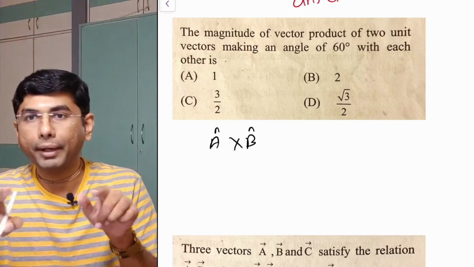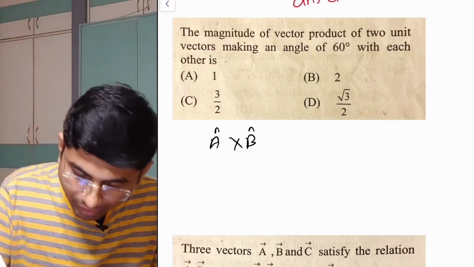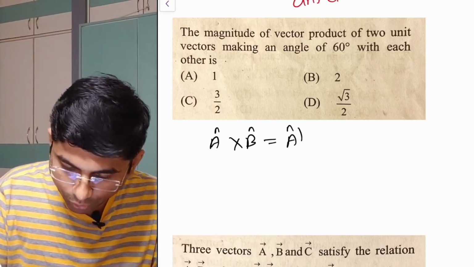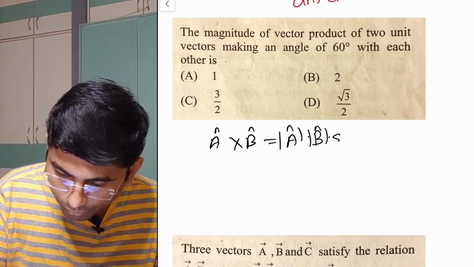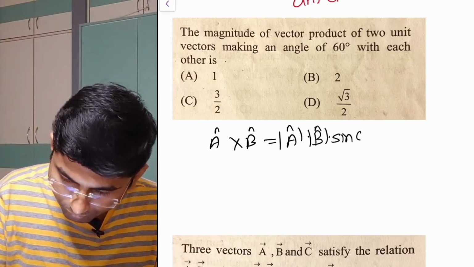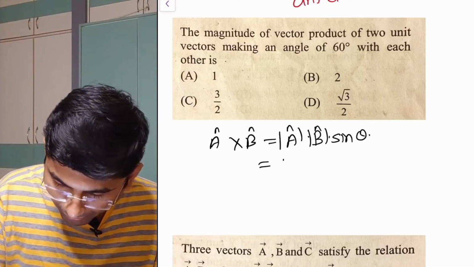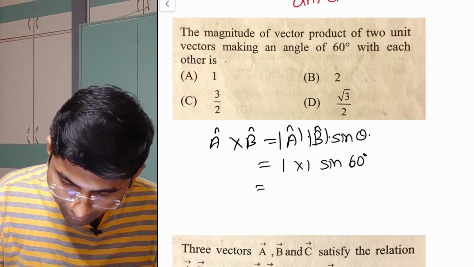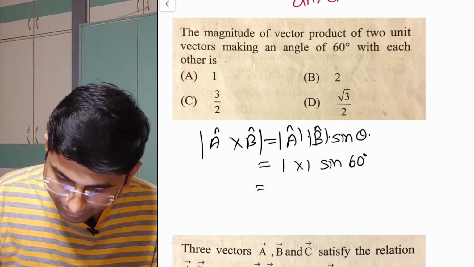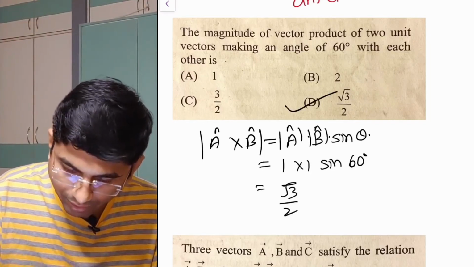I am writing cap; cap means it's a unit vector, and what will be the answer of this? Magnitude of A cap, magnitude of B cap, into the sine of the angle between them, sin theta. Both of them have magnitude 1, and sin 60 is root 3 by 2. Therefore the answer is D.